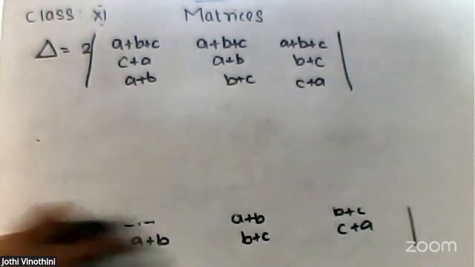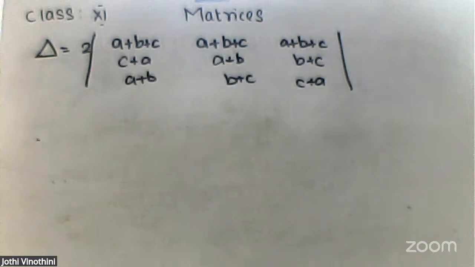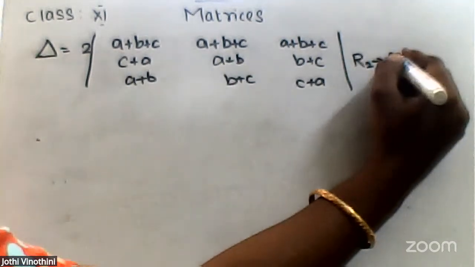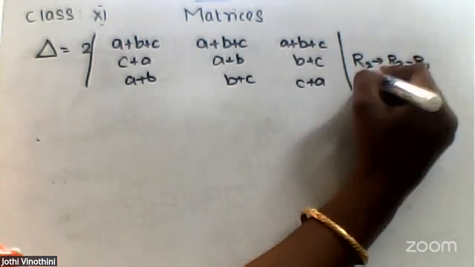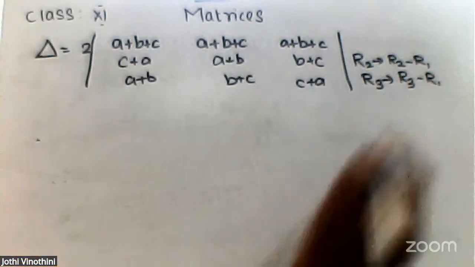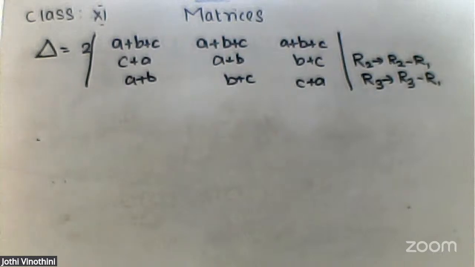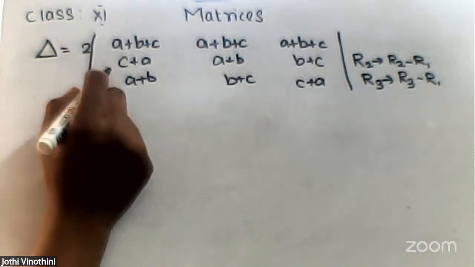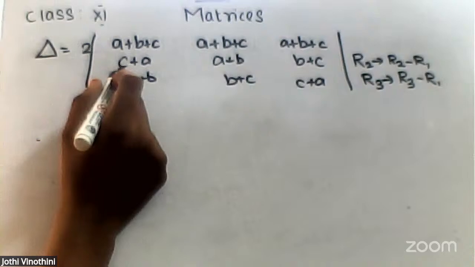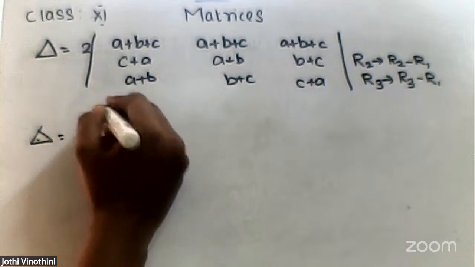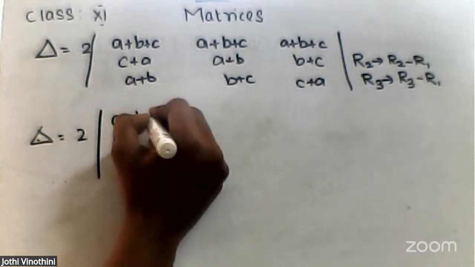What we are going to do now is replace R2 and R3. R2 will be R2 minus R1, and similarly R3 will be R3 minus R1. Now we are going to deal with R2 and R3. In each element, R2 will be replaced by R2 minus R1. Shall we do that? Yes. Delta equals 2 multiplied by the determinant in which R1 remains the same.